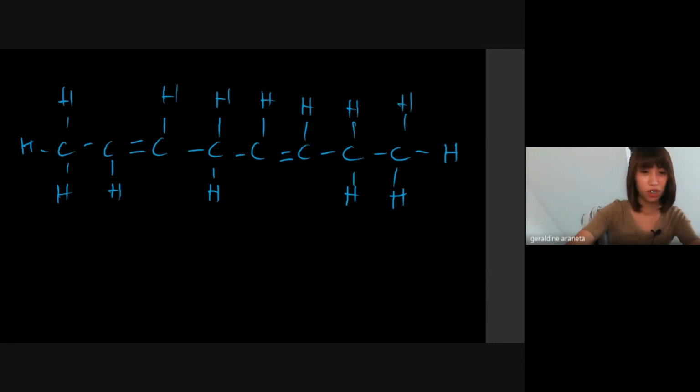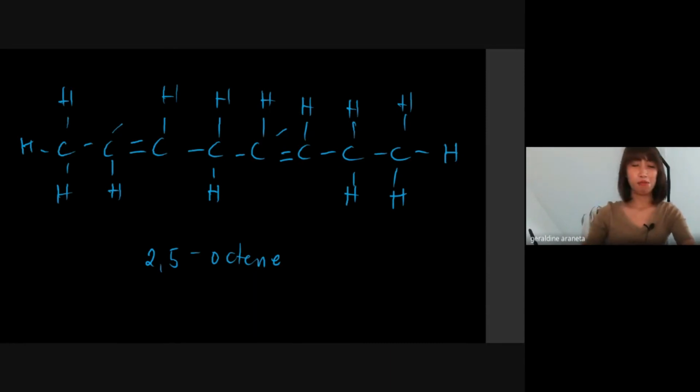2,5-octene. Okay. Because our double bond is on the second, and then 1, 2, 3, 4, 5, the other is on 5, that will be 2,5-octene. So, we have here 8 carbons. So, that's it. That's how simple our naming is for hydrocarbons. Okay, now let us proceed to the continuation of our topic.